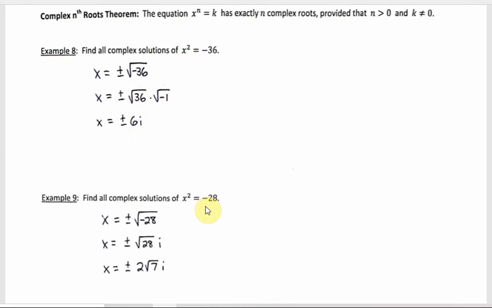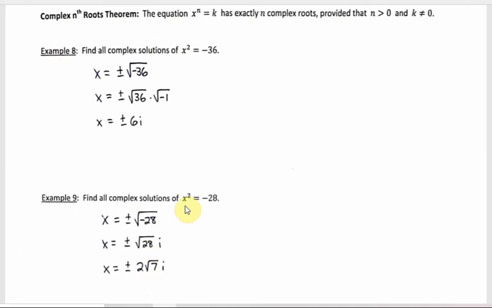What about with x squared equals negative 28? Well, we can do the same thing. We do the square root property, factor out the i, and then you could factor out a 4 out of this, right? This would be the square root of 4 times the square root of 7. The square root of 4 is 2. So x is plus or minus 2 radical 7i, 2 different roots.